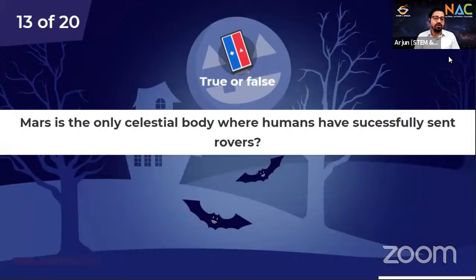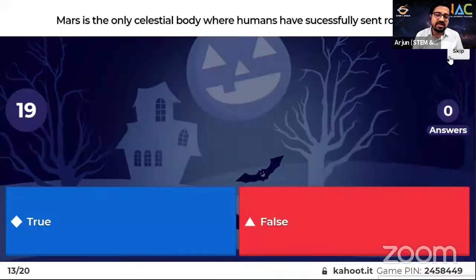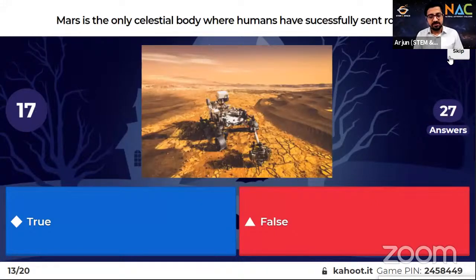Question number 13, true or false? Mars is the only celestial body where humans have successfully sent a rover. Is this statement true or is it false? Mars is the only celestial body where humans have successfully sent rovers. What do you think of this statement? Is it true or is it false?